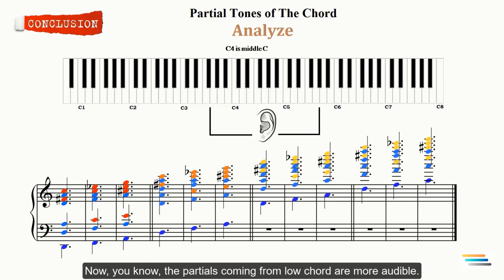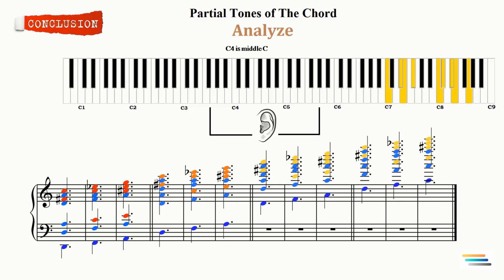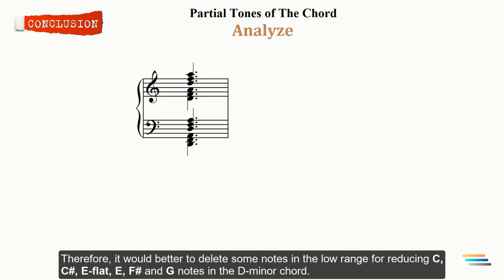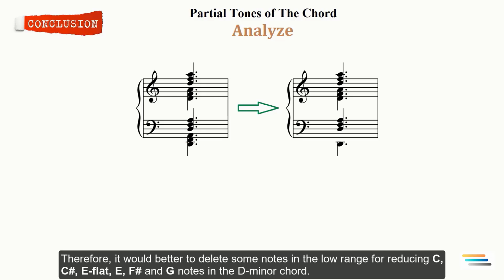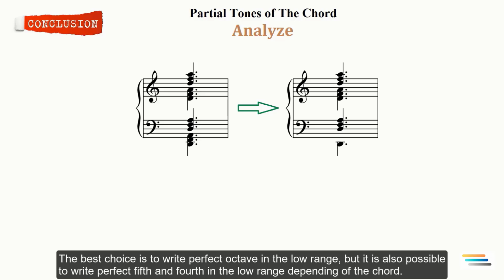Now you know the partials coming from a low chord are more audible. But if we move to the upper register, partials are less audible. Therefore, it would be better to delete some notes in the low range for reducing C, C sharp, E flat, E, F sharp and G notes in the D minor chord. The best choice is to write a perfect octave in the low range, but it is also possible to write perfect fifths and fourths in the low range depending on the chord.